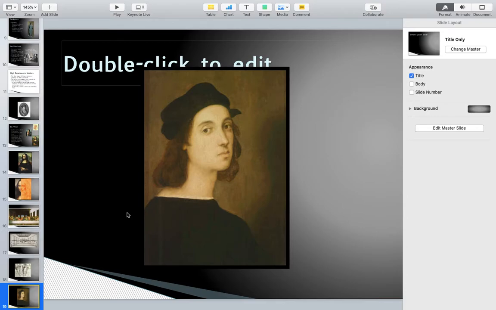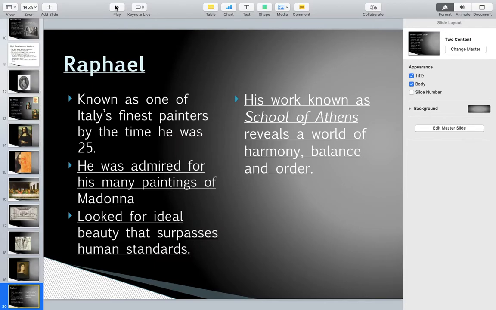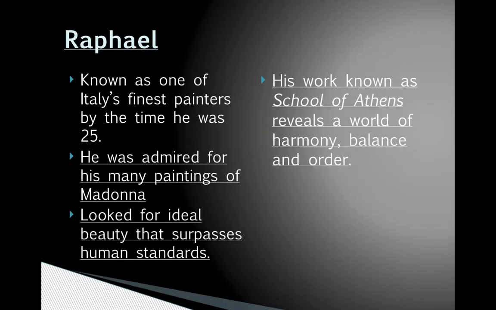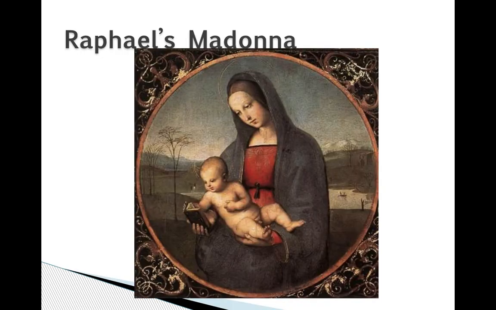So this is Raphael, and Raphael was considered a very famous painter. He's known as one of Italy's finest painters by the time he was 25. He was admired for his paintings of Madonna, which is another name for Mary in the Catholic religion. And he looked for ideal beauty that surpassed human standards. So oftentimes he made things more perfect than they needed to be. But he also liked paintings where he had harmony, balance, and order. This is one of his paintings of Madonna holding the baby Jesus.